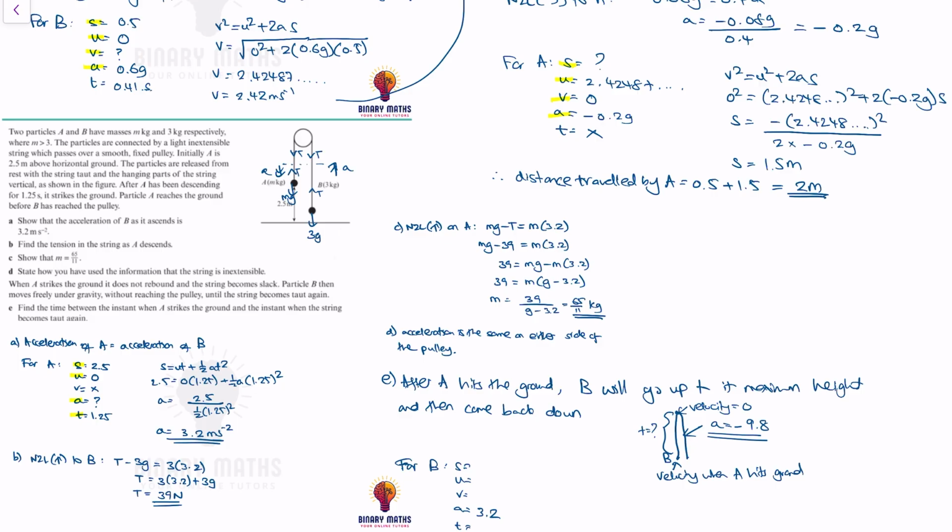So the distance traveled by B would be 2.5 because it's the same distance as A. Initial speed is 0. We're trying to find the final speed. We don't care what T is. So we've got S, U, V, and A.